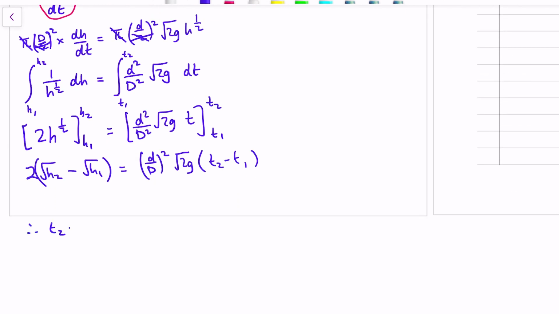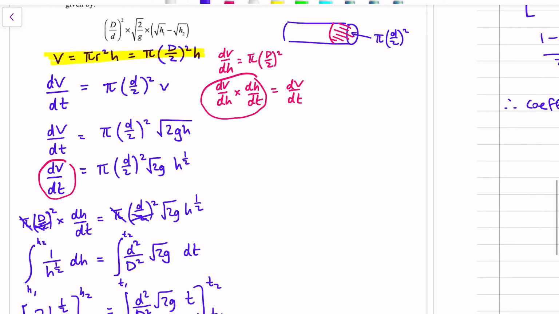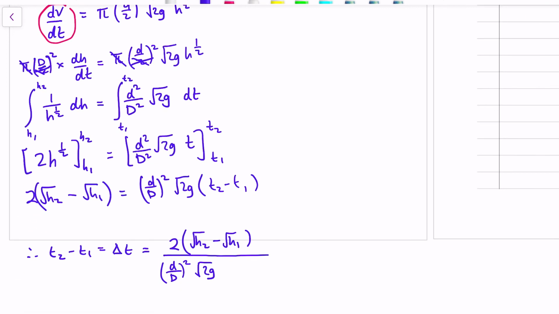For t2 minus t1, which is the change in time, is equal to 2 square root h2 minus root h1 over little d over capital D all squared root 2g. Okay, now it doesn't look quite like the expression we want. The interesting thing is actually I've got my h2 and my h1 around the wrong way. Now let's think about that.